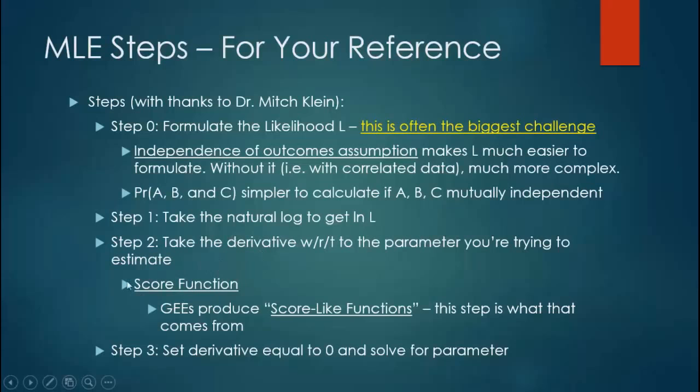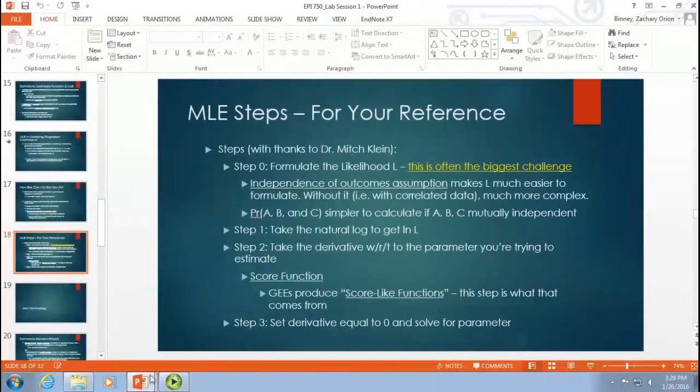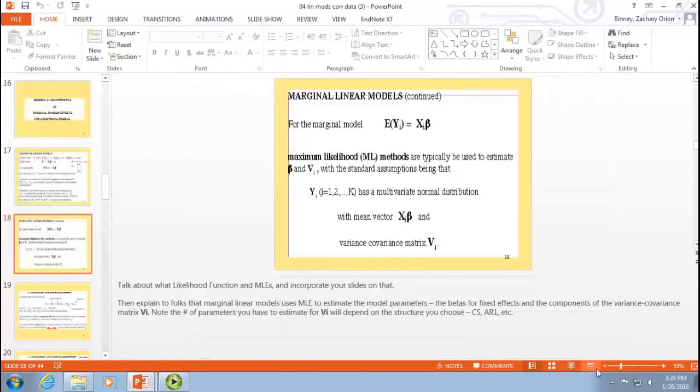This produces something called a score function. This is important to keep in mind because when we talk about generalized estimating equations, you're going to come across something called a score-like function, and you're going to have no idea what this means. Score-like function is so named because it sort of takes the place of the score function when you're using generalized estimating equations rather than maximum likelihood estimation. And then step 3, if you remember from your intro calculus, is to set the derivative equal to 0 and solve for the parameter. So that's a very broad sketch of how maximum likelihood estimation works.